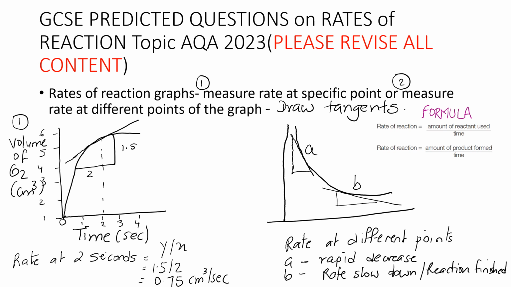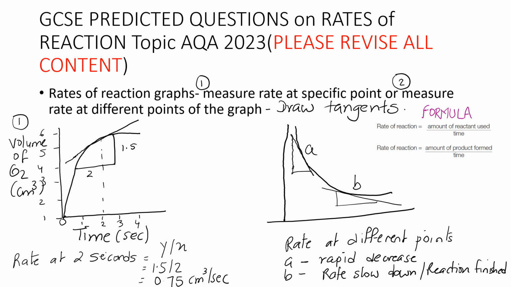I'm going to show you two different ways of calculating rates, one by graphs and second by using the formula. In graphs, there are two different types of graph they can ask you to calculate a rate of reaction. The first one is where they can ask you for a specific time or volume you need to calculate it at.